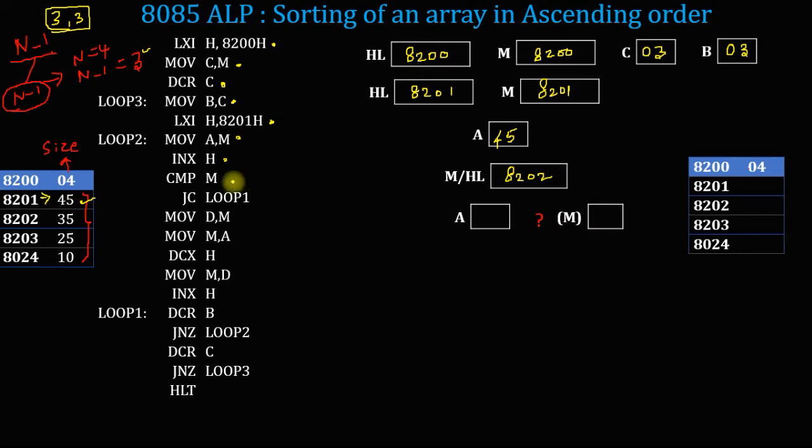So now I am going to compare, right? Compare the content of M with the A register. The A register has the value 45. Within the brackets I am mentioning M, which means the content of the memory location indicated by the HL register pair, or the memory pointer. So 8202 has the value 35. So we are comparing 45 available in the accumulator with 35 indicated by the memory pointer.